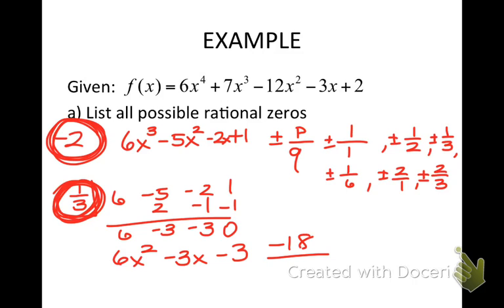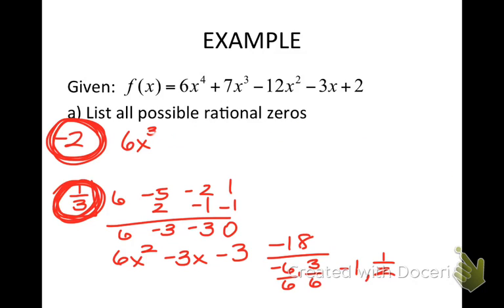6 times -3 is -18, right? Factors that add up to -3 would be -6 and 3. Put them both over 6. So that gets us -1 and 1/2. So what do those look like in factored form?